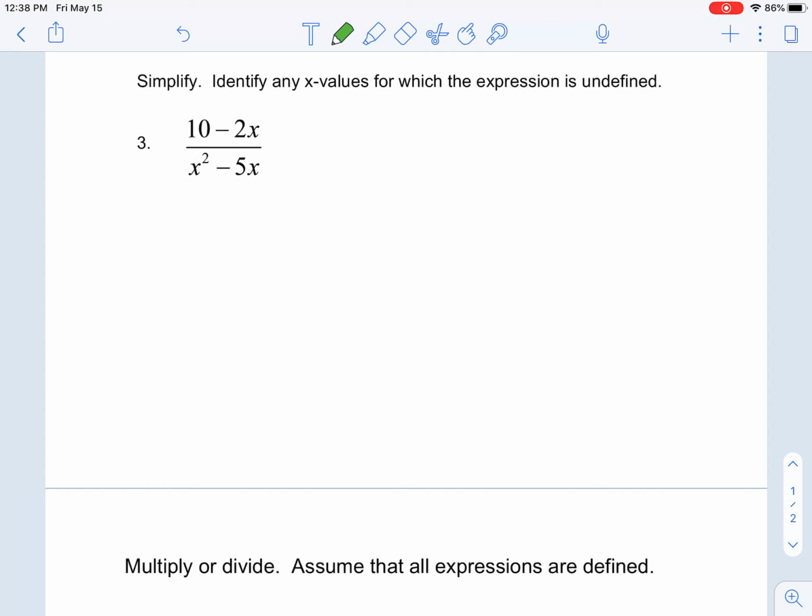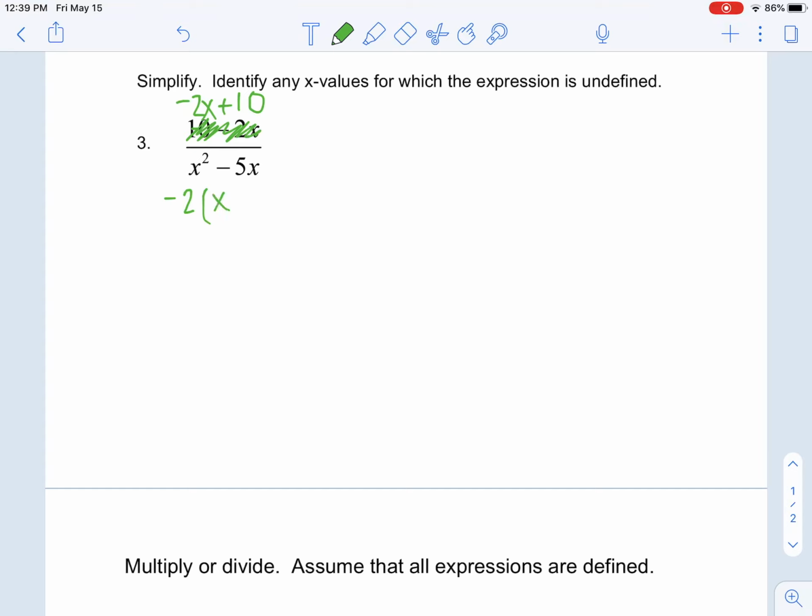For the next section of Lesson 8.2 Day 3, we're going to simplify and then identify any x values for which the expression is undefined. So with number 3, before I even factor, I am going to rewrite the numerator in standard form. So I'm going to put my negative 2x in front and then plus 10. So it's the same thing, just in standard form. I just want to know that I need to factor out that negative since it's in front.